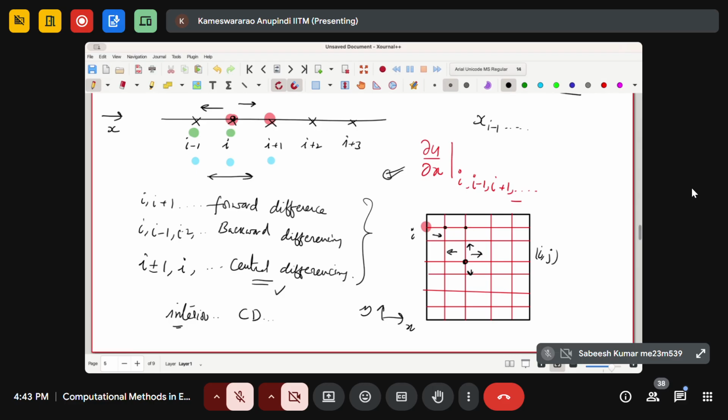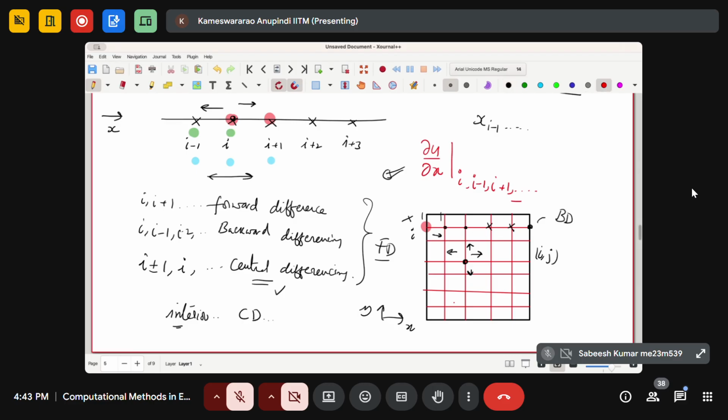You can only go in this direction because there is nothing that exists in the left direction. So as a result, you cannot use this thing. So at this boundary, if you want to calculate, or even at interior points, you have only data available in one direction. For example, here I can only make use of forward differencing to calculate derivatives here. Similarly, if I am here, I can only make use of I minus 1, I minus 2, and so on. So that means I can only make use of backward differencing.